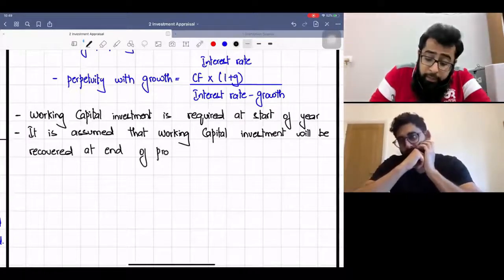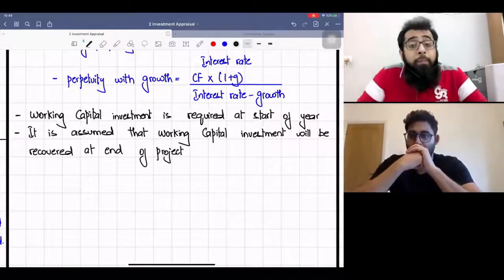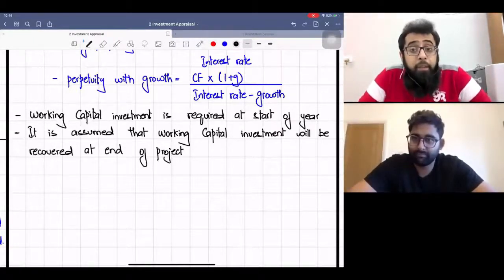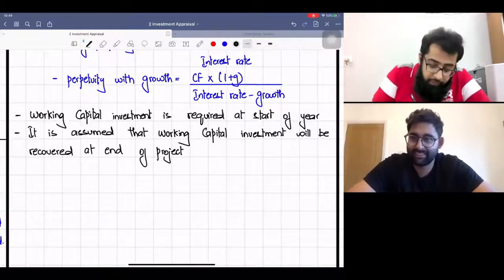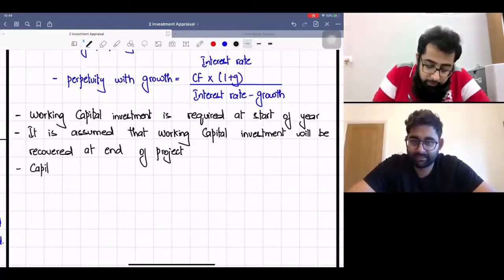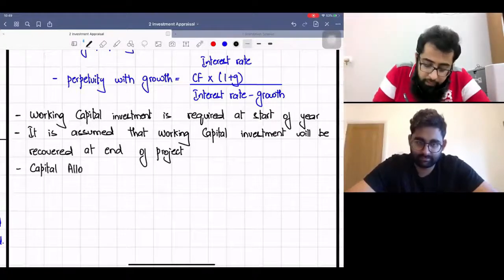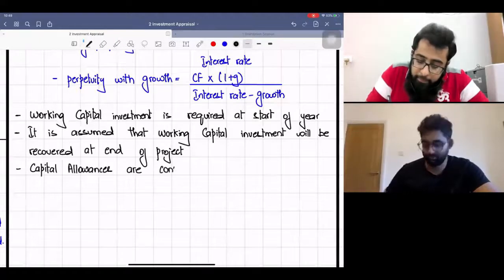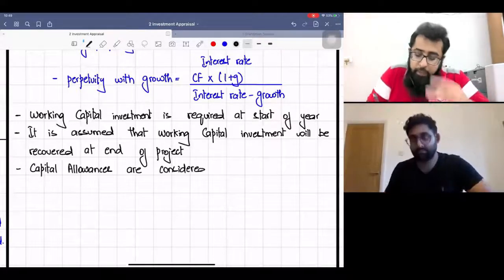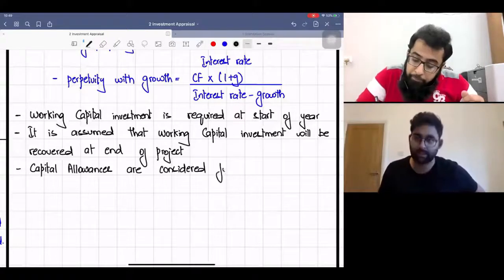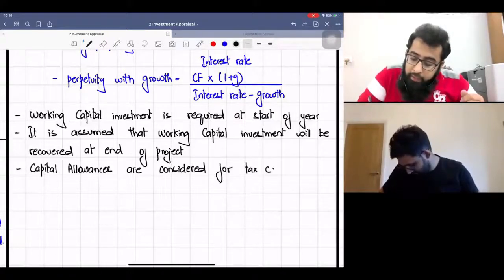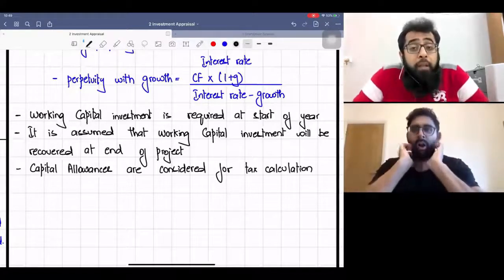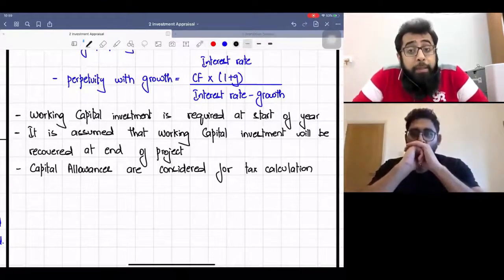Then you need to remember that capital allowances are used for calculating the tax. Capital allowances are calculated for tax calculations. Then you must remember about the Fisher effect, the nominal discount rate and the real discount rate.